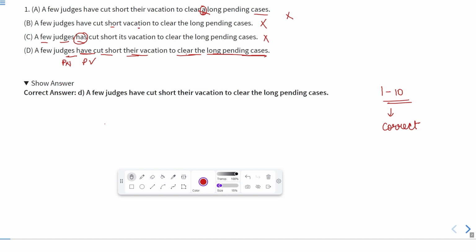So our answer is D, that is, a few judges have cut short their vacation to clear the long pending cases. I hope you understood this question. Let us see the sentence again. A few judges, meaning some judges, have cut short their holidays. It means they have lessened their holidays to clear the long pending cases, because they had many cases to solve. Therefore they lessened their vacations and got back to work.